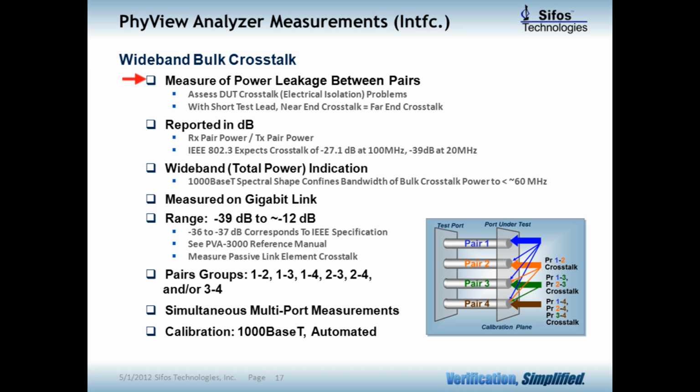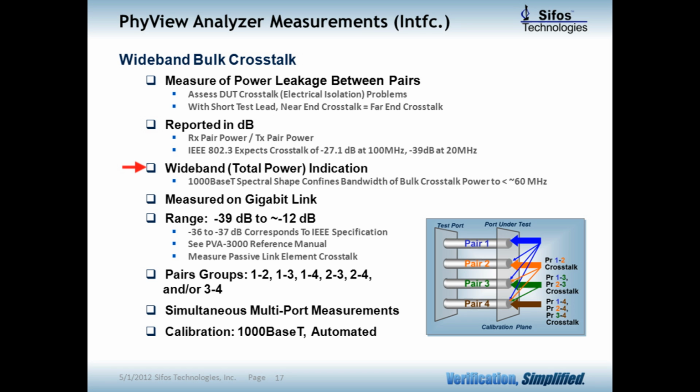The wideband crosstalk measurement assesses crosstalk between each of the 6 pair combinations, that is, pair 1 to 2, pair 1 to 3, 1 to 4, 2 to 3, 2 to 4, and pair 3 to 4. It is reported in dB, the ratio between leakage power and transmitted power. Lower negative dB readings mean lower crosstalk. Much like return loss, wideband crosstalk is a bulk reading across all frequencies.